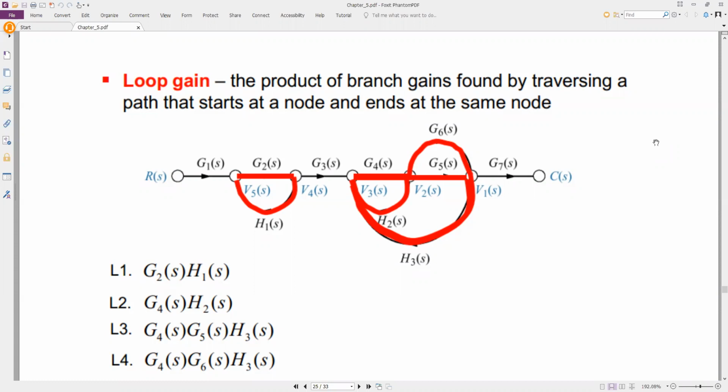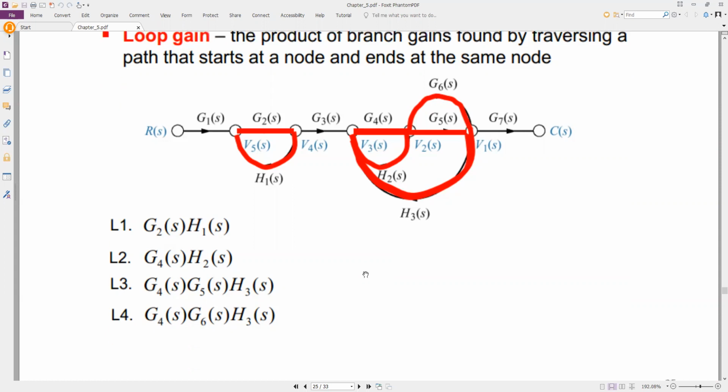So here the first loop is G2 into H1. Second loop, G4 into H2. Third loop, G4, G5, H3. Fourth loop, G4, G6, H3. So these are the loops, 4 loops are there.